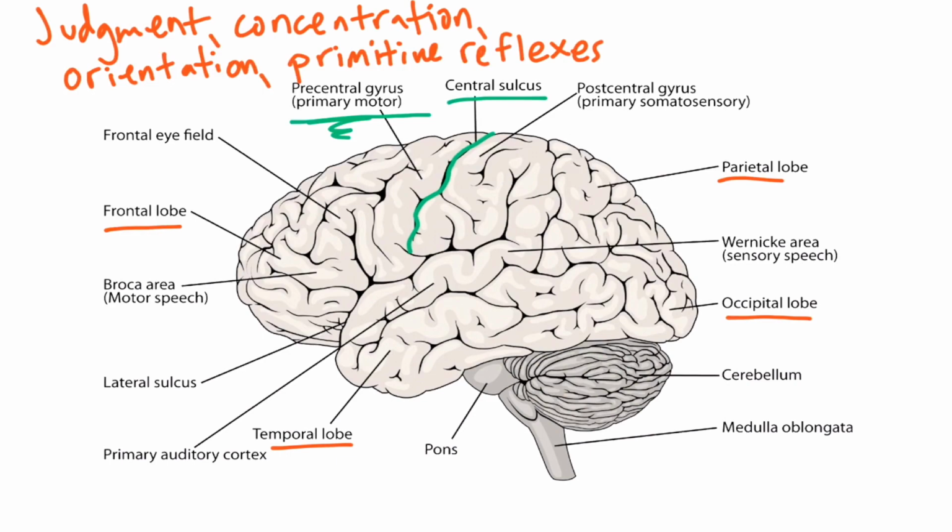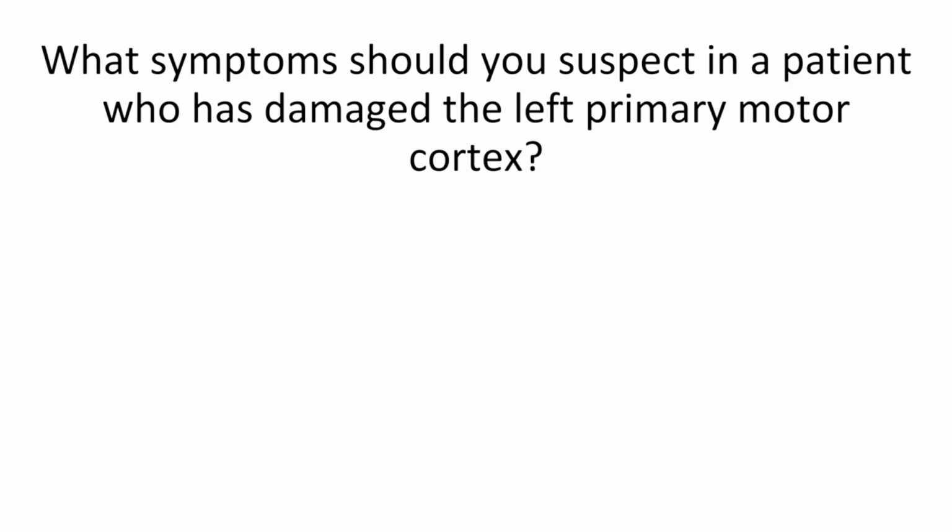We'll talk about this more later, but it's important to know that the tracts from the motor neurons decussate, or cross over, to the opposite side of the body. This is why when the left primary motor cortex is damaged, the right side of the body is affected. Okay, with this in mind, let's do a question. What symptoms should you suspect in a patient who has damaged the left primary motor cortex?